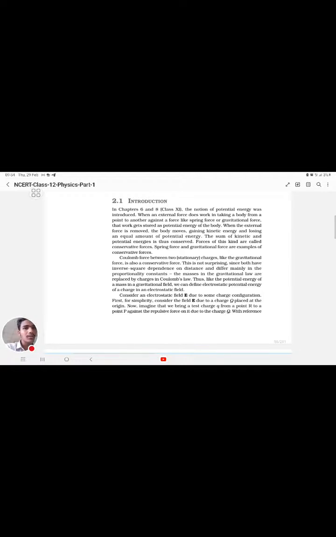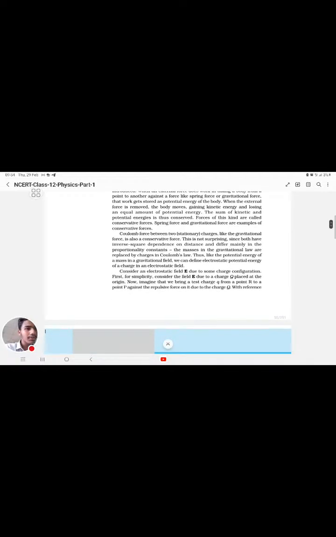So basically we can define electrostatic potential energy for charges in an electric field. Consider an electrostatic field E due to some charge configuration. First, for simplicity, consider the field E due to a charge capital Q placed at the origin.